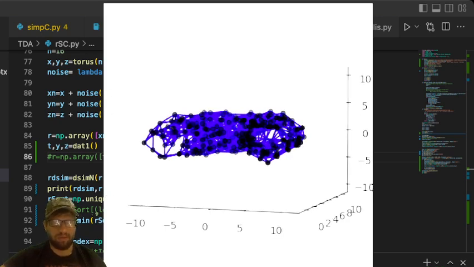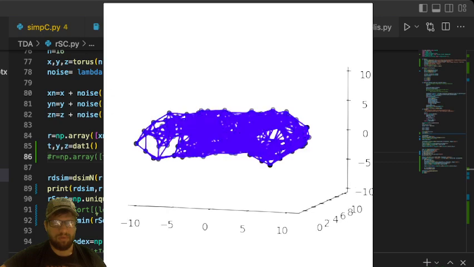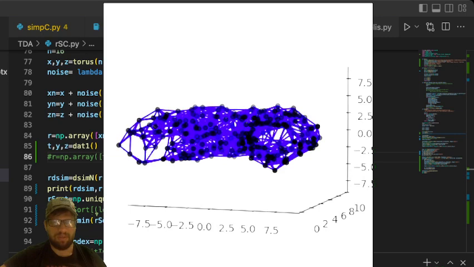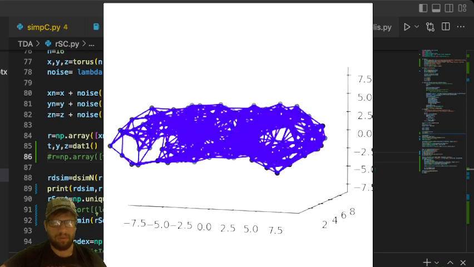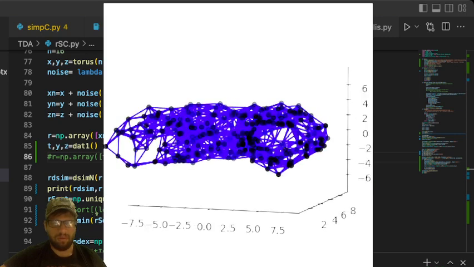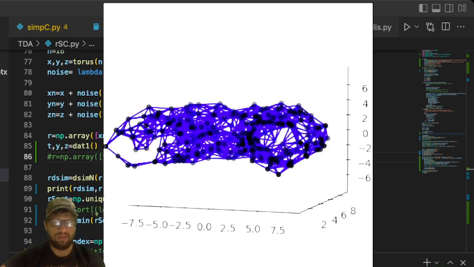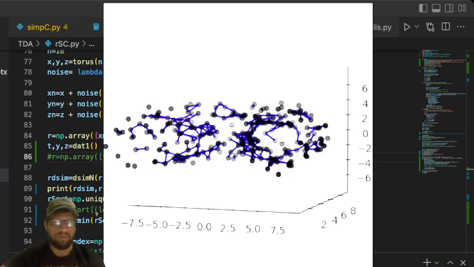Let's see if I can maybe zoom in a little bit here. Ooh. So you can still see the stuff in the back, but I think you can kind of tell that there's at least somewhat of a persistent hole there down the end. So I think the inside is being preserved fairly well.